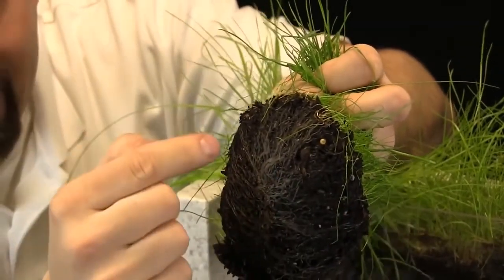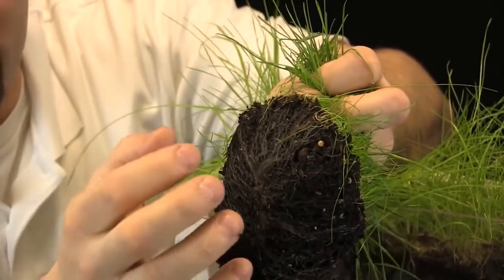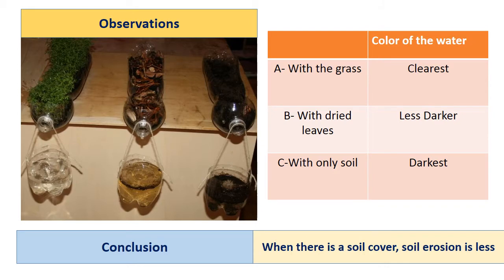The roots of the plant, that's what keeps the water from eroding. So children, in the video you observed the practical. So children, let us record our observations. You can identify the color of the water, children, in the three setups. In A, I told you it is with the grass. The water that was collected was very clear. It was the clearest sample.